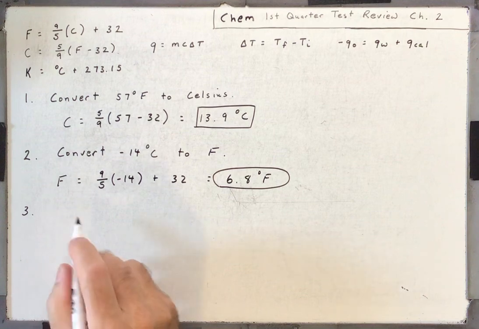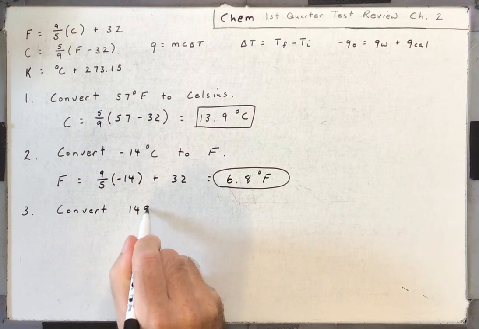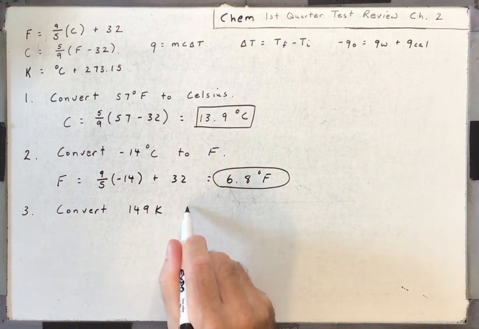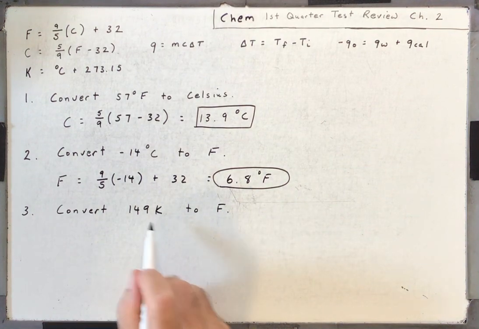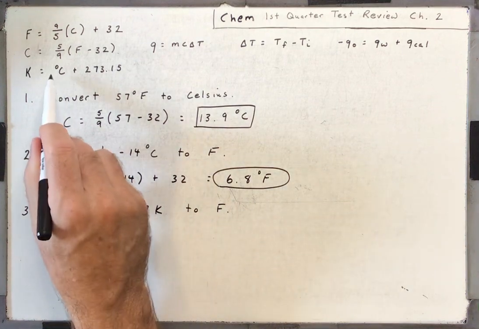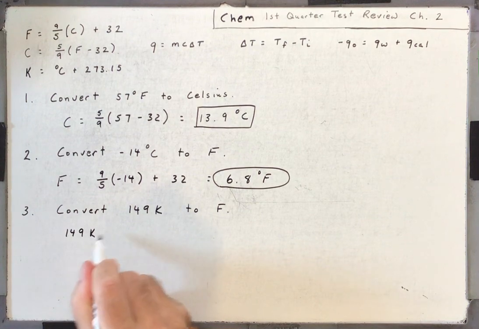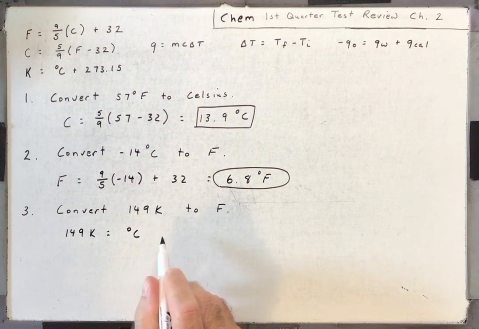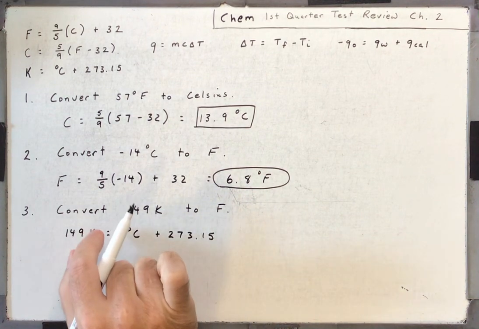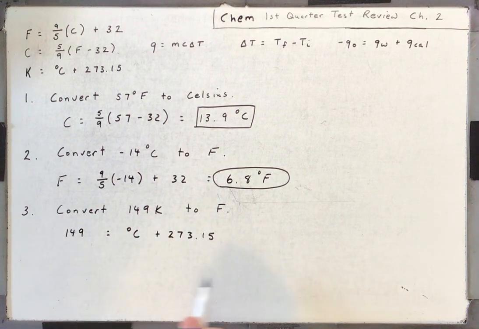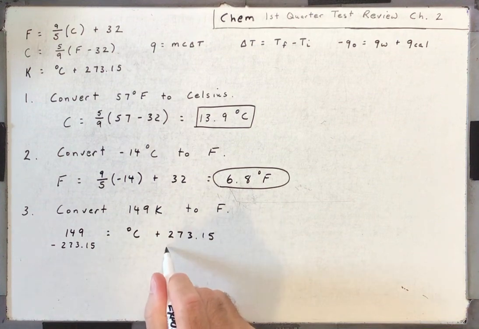And then number 3, we're going to convert 149 Kelvin to Fahrenheit. So I'm going to do this in 2 steps. First, we're going to convert that to Celsius, and then we'll convert it to Fahrenheit. So if we use this equation, we'd have 149 is equal to degrees Celsius plus 273.15. I'm going to get rid of the K here. So to solve for C, let's subtract 273.15 from both sides.